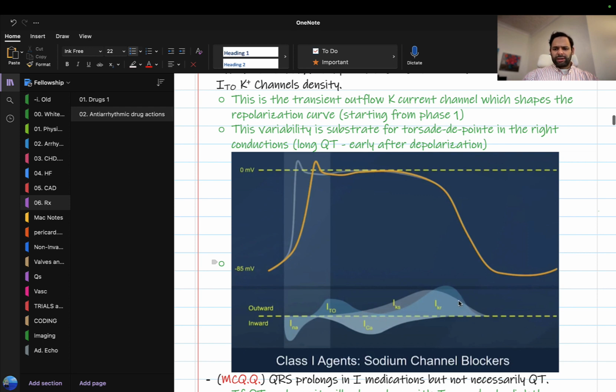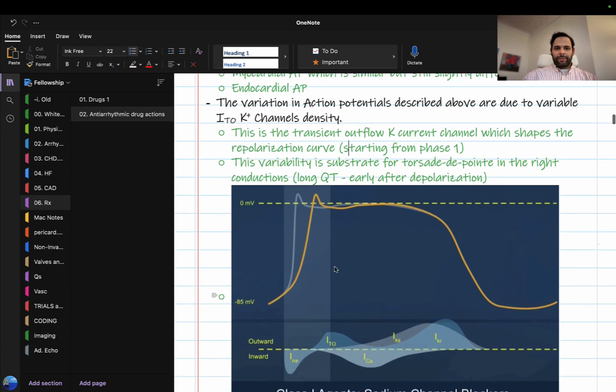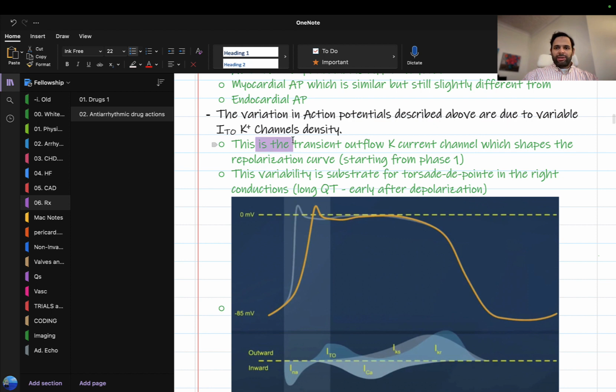It was a lecture by Dr. Noseworthy, an absolutely amazing lecture. We have the sodium channels and the ITO potassium channels, and the ITO potassium channels work in this phase, and then that connects with the other potassium channels. So the transient outflow potassium current channel shapes the repolarization. They start in phase 1. Phase 1 is this one, whereas phase 0 will be the sodium ion channels, the INA.